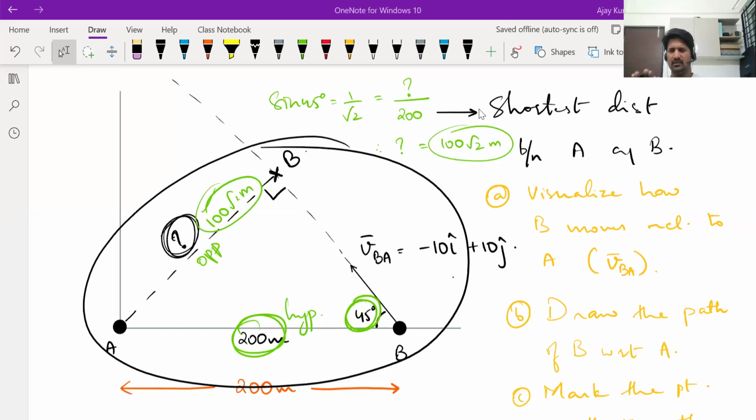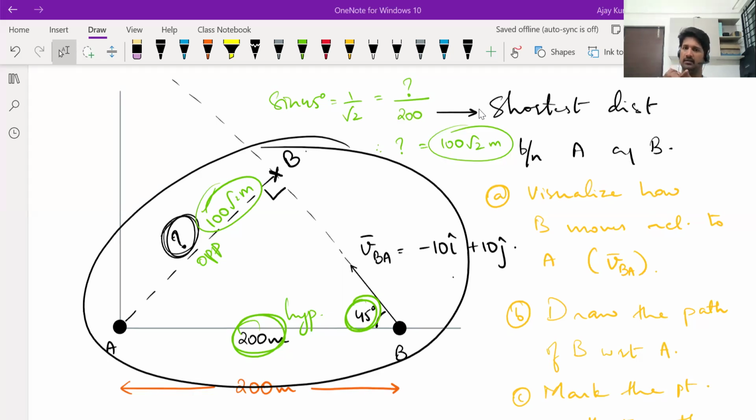So generally, if you want to tell when an object will be nearest to another object, you should visualize the path followed by the object with respect to another one. So we first made one of them the reference, and we visualized how the second one moves with respect to the first one. How did we do that visualization part?